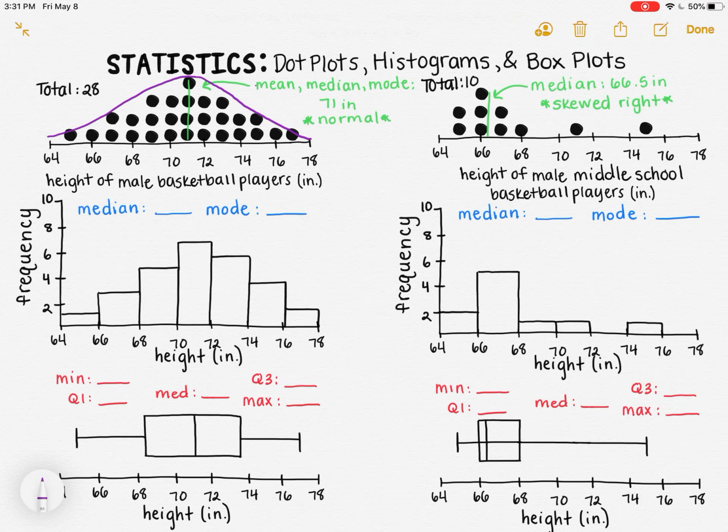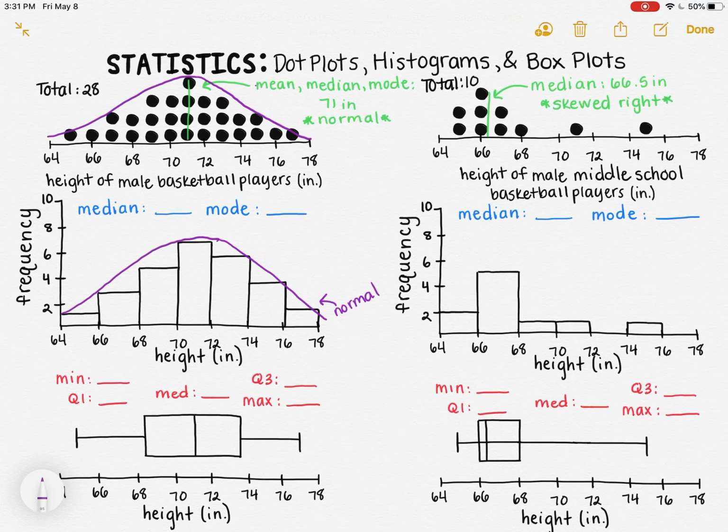We can find the same shape by looking at a histogram. If I look at the histogram below it, I can also draw a curve over top of the heights of each bar, and I get that same bell curve. So I know that just by looking at the histogram, I can also tell that this is a normal distribution.